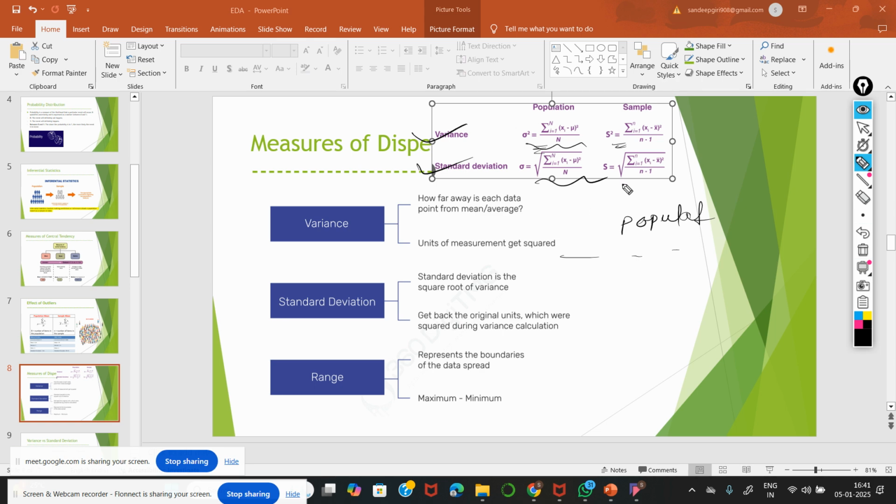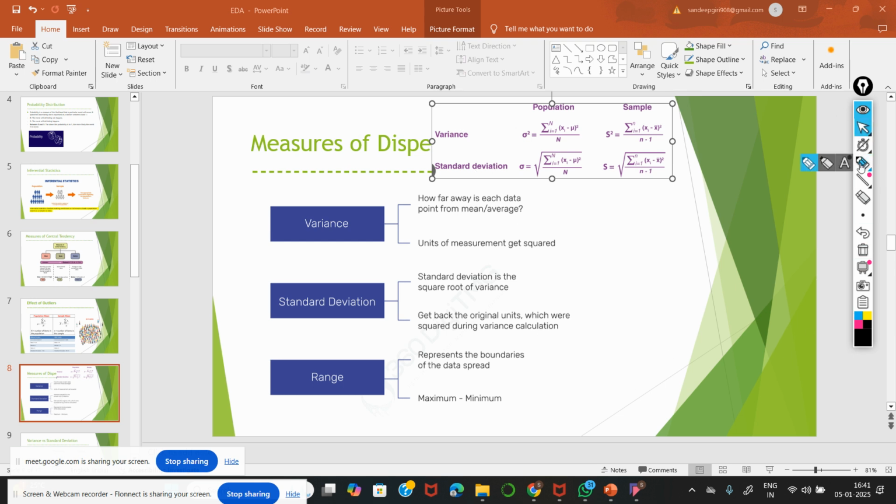And those who are appearing for jobs and all, for them you should be knowing that you are working on sample data, and you should be remembering this formula at any cost, and the degree of freedom. Okay, n is nothing but small n, because they want to know the exact formula.